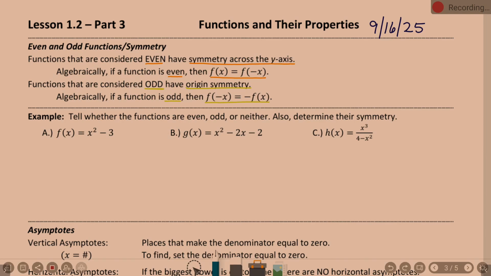The even test is, does f of x equal f of negative x? Well, what do we already know? We already know f of x. The question is, does f of x equal f of negative x? So, how do we find f of negative x?